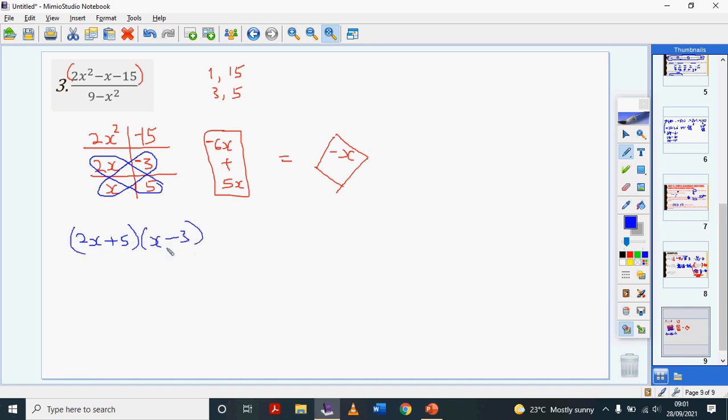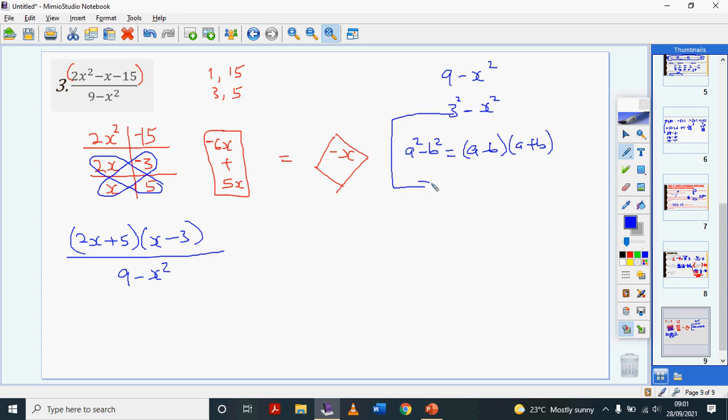Now that's what's in the numerator. In the denominator, I still have 9 minus x squared. But I hope you guys remember that 9 minus x squared is the same thing as 3 squared minus x squared, because 9 is 3 squared. And when you have a squared minus b squared, the difference of squares is the same thing as a minus b into a plus b. So that means my 3 squared minus x squared can simplify into 3 minus x into 3 plus x.